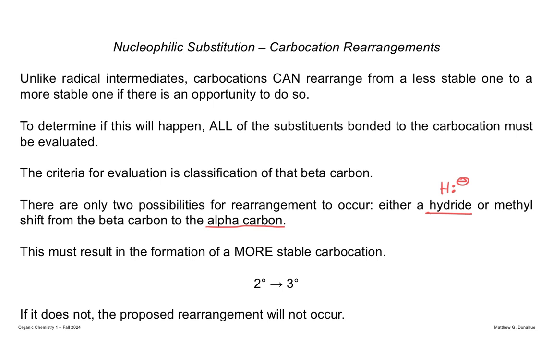And so the take-home message is that this only works one way. You can only form a more stable carbocation. If you start with a tertiary, it's not going to downgrade to a secondary, and for the most part, you're never going to get lateral rearrangements as well. And that will become a little bit more clear when we look at these mechanisms.